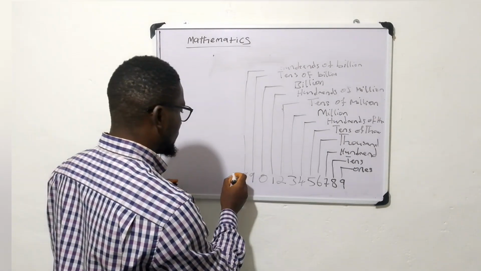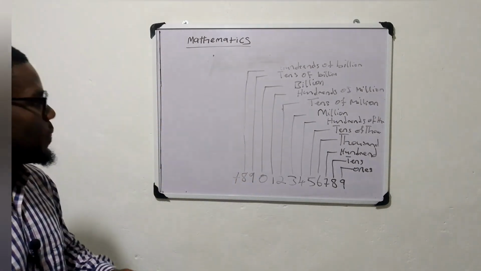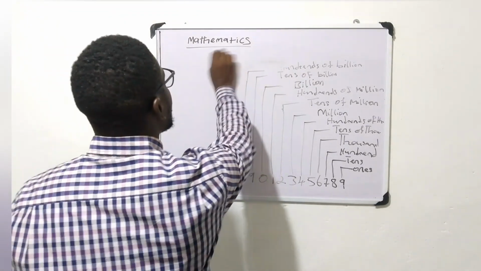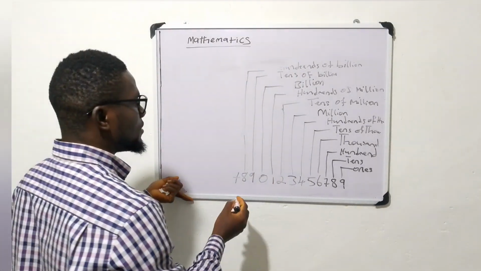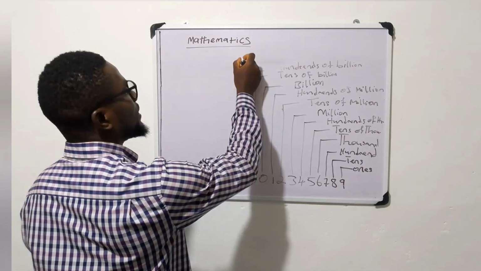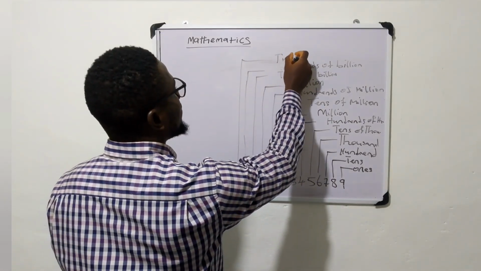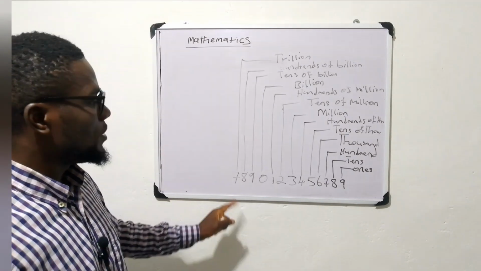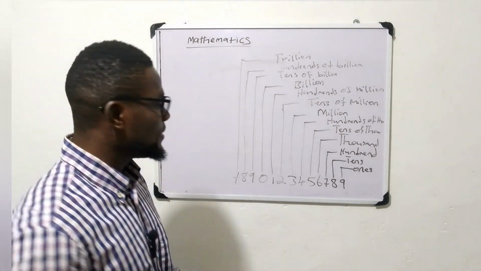I have 7. What is the value assigned to this 7 here? Let's clean it very well. The value assigned to this 7 is trillion. Okay, trillion.